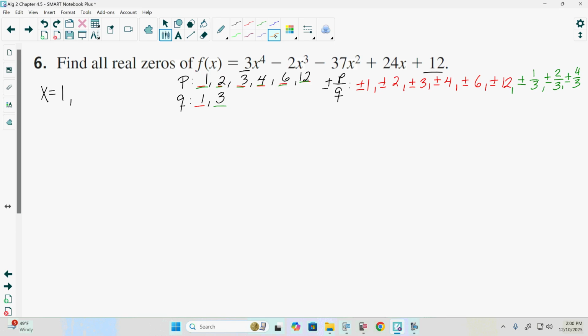We already confirmed positive 1 works, but it didn't intersect on the graphing calculator. The graphing calculator did not show me crossing at -1. So that's one solution out. 2 and -2, 3 and -3, 4 and -4, 6 and -6, 12 and -12. None of those worked because it did not cross at any of those values.